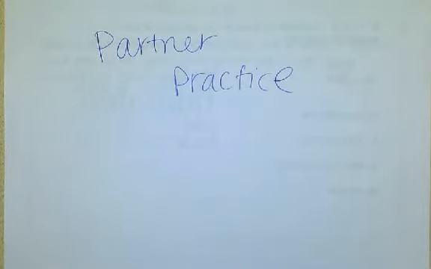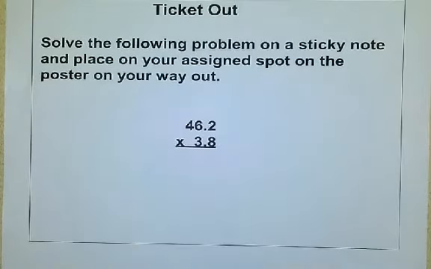Alright, now would be time for partner practice. The students already know how to multiply, so this should be pretty simple, just focusing on where the decimal goes. When they are done, we have a ticket out. It's to solve the following problem on a sticky note and place your answer on your assigned spot on the poster on your way out.